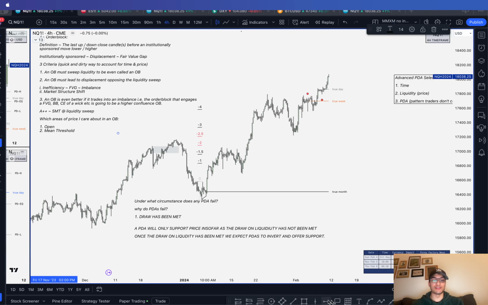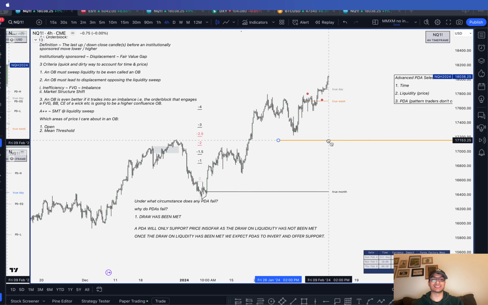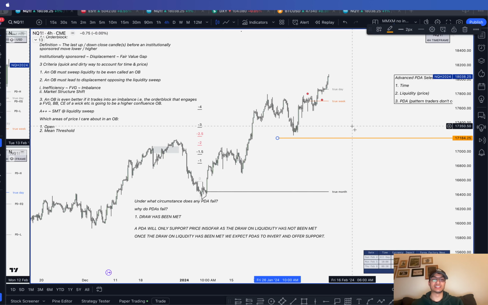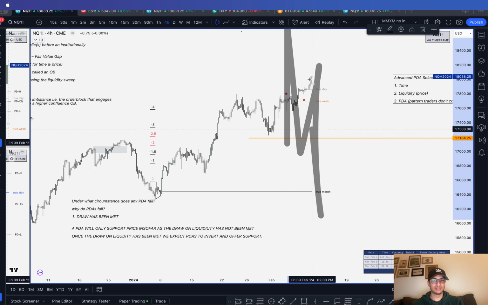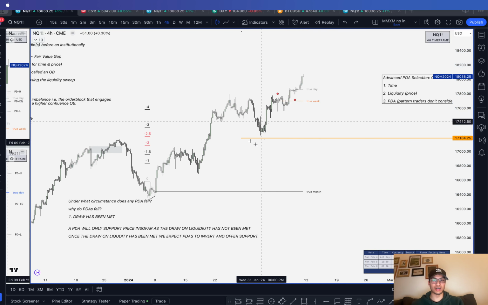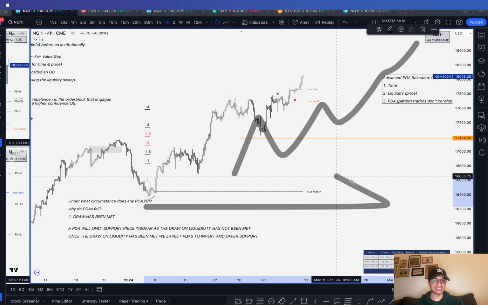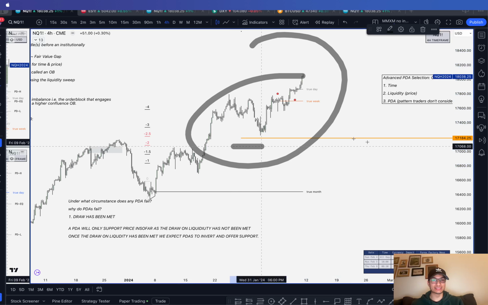Do you just have a random point of liquidity right here? If you did, you just have a y-axis, so we wouldn't see any of this. All we would see is this. This would be liquidity. Do you see that? No, of course not. You see this. What is this axis? That's time.